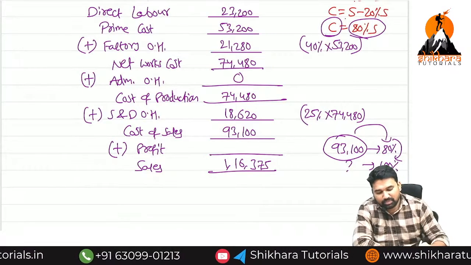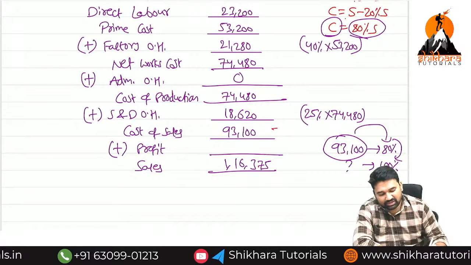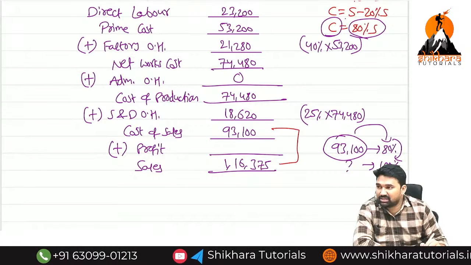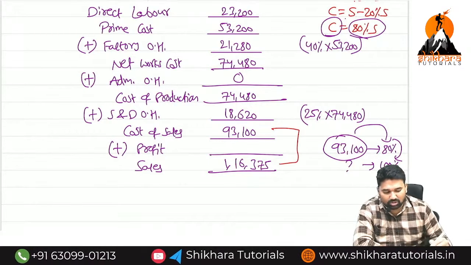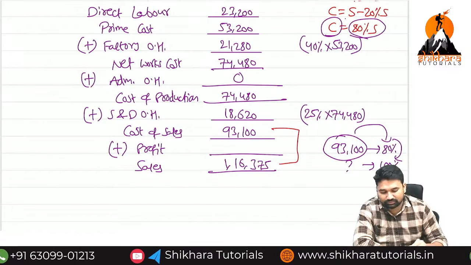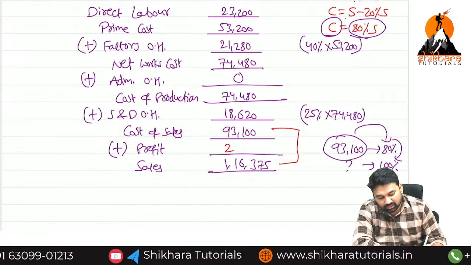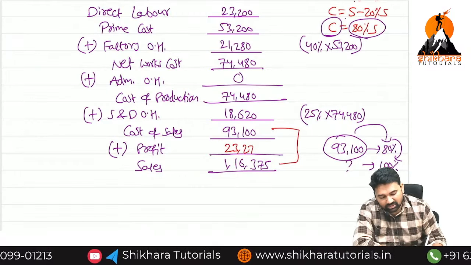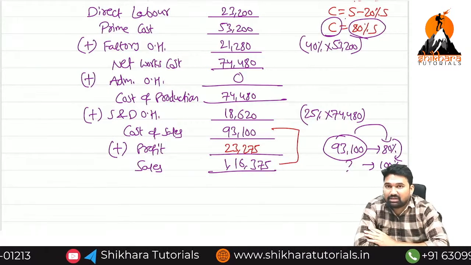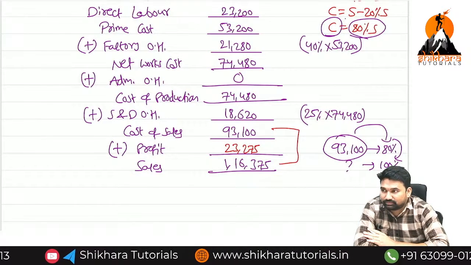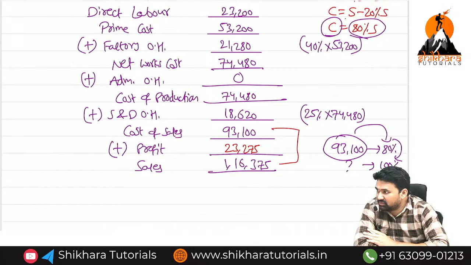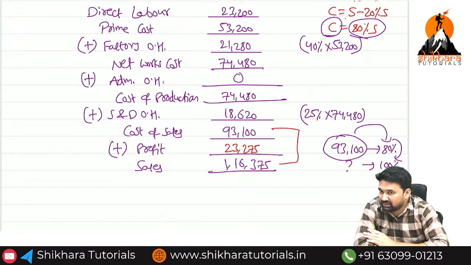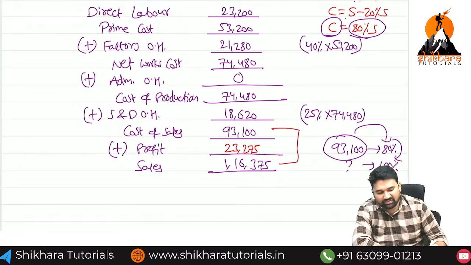So simply the difference between cost of sales and sales is the profit amount. How much is the profit amount? 23,275. So this is the profit amount. Do you understand? This is nothing but the difference between them.